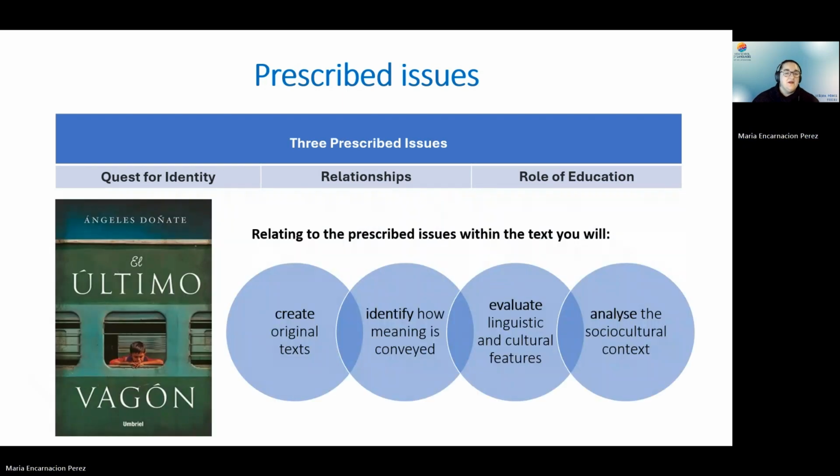Now, the prescribed issues within the text, you'll be exploring through the lens of the quest for identity, relationships, and the role of education. You'll be creating original texts, identifying how meaning is conveyed in the novel, evaluating linguistic and cultural features within the novel, and analyzing the socio-cultural context of the novel.